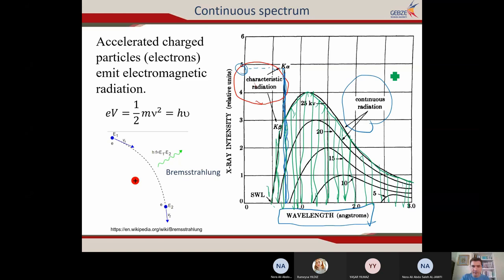So why is this continuous radiation produced? It is explained by the Bremsstrahlung. This is a German term. Brems comes from braking. Strahlung comes from radiation, okay? In Turkish, frenleme radyasyonu. Maybe you remember from your undergraduate courses.